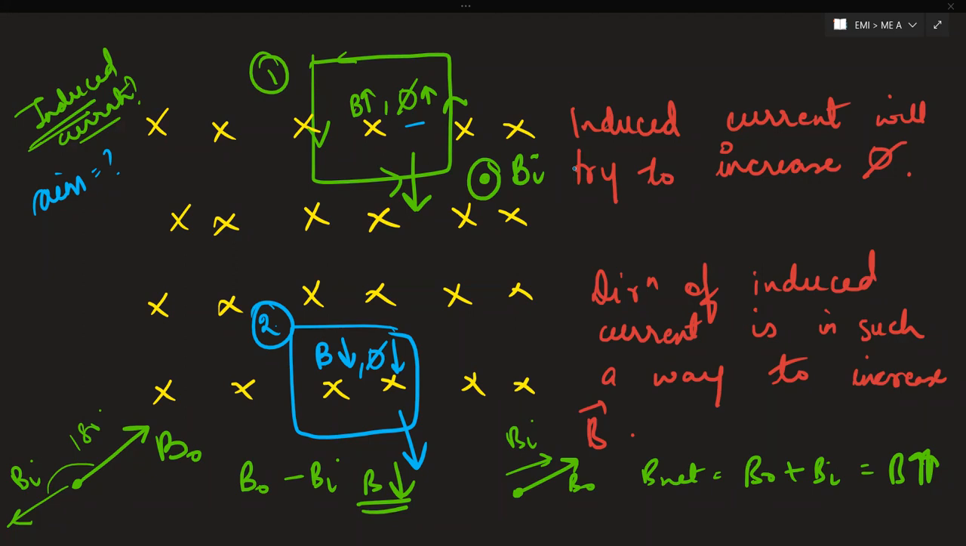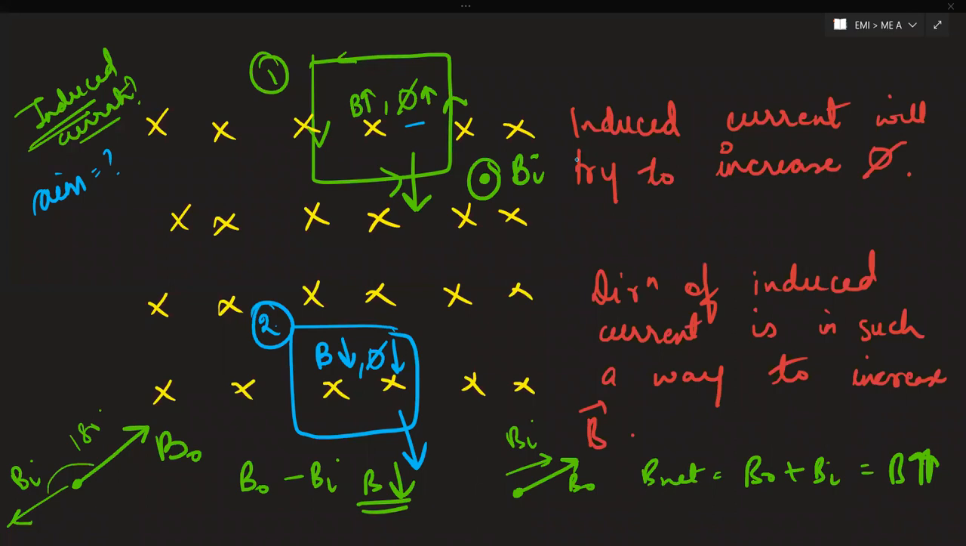What will be the purpose of the induced current? Now it will try to align itself in a direction which will try to do what? Increase flux or decrease flux? Decrease flux? No, see, flux is already decreasing. Lenz's law says that it opposes the cause. So it will try to increase it. Yes, Razan, it will try to increase it.